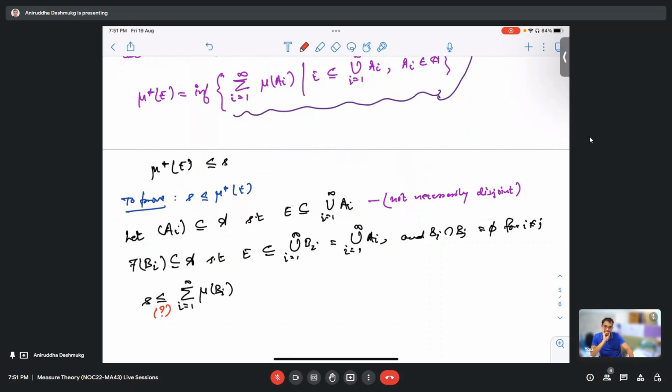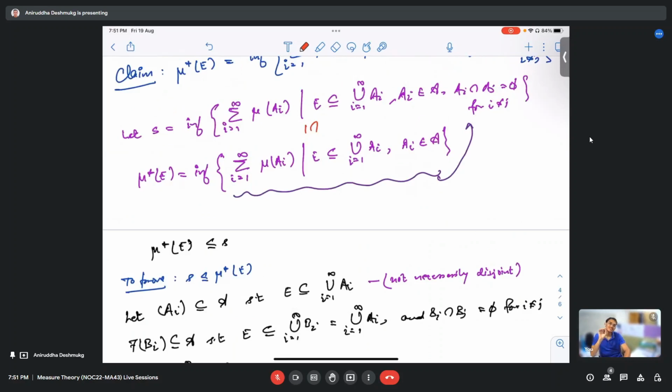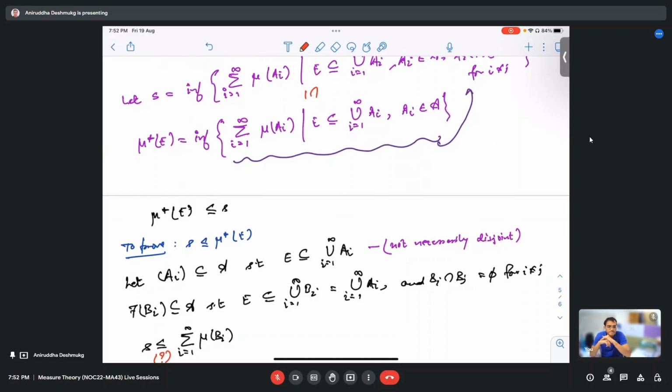S is any single element, you know. No, no. S is this infimum. That's what I'm saying. S is a real number. S is the infimum of some set. Why is S less than or equal to this sum? You said yes, so you should also know why, right? Yes, sir. It also belongs to S. S is not a set. That's what I'm telling you. S is the infimum of a set.